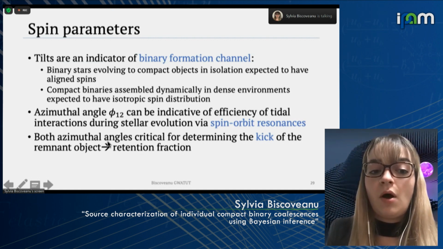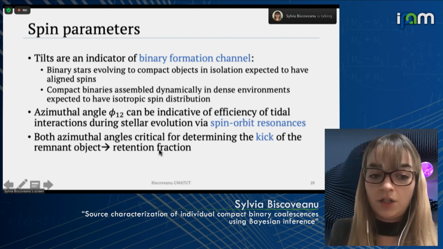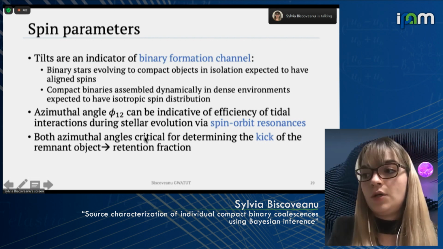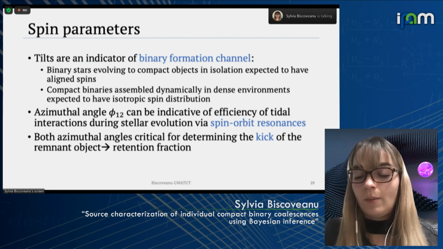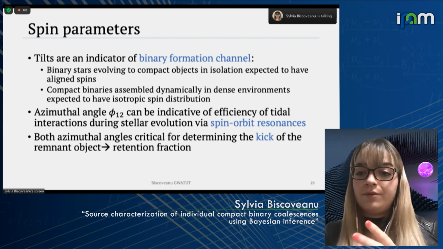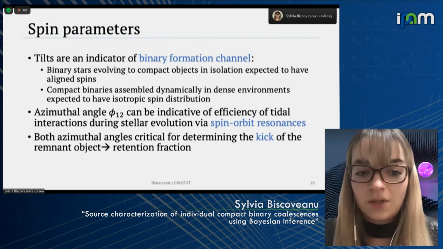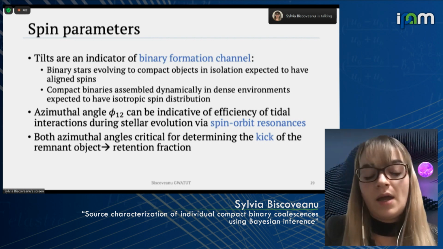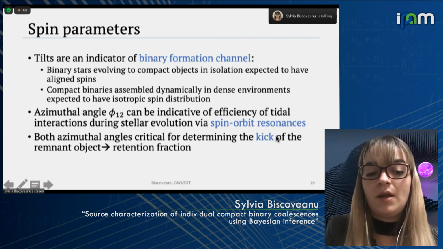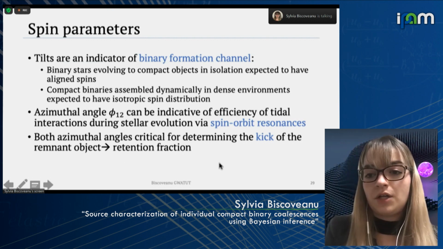And finally, all of the spin angles, including also now the second azimuthal angle phi JL, are critical for determining the kick of the remnant object. So gravitational waves radiate away angular momentum, and for angular momentum to be conserved at the end of the merger, the remnant object is basically imparted with a kick, so a velocity along some direction with some magnitude. And the magnitude of the kick can determine the retention fraction of the remnant compact object in its environment.